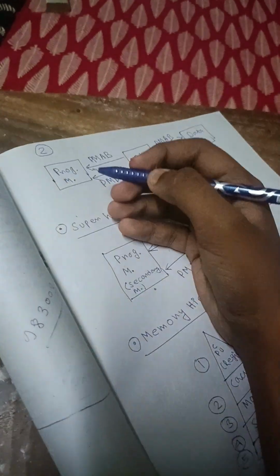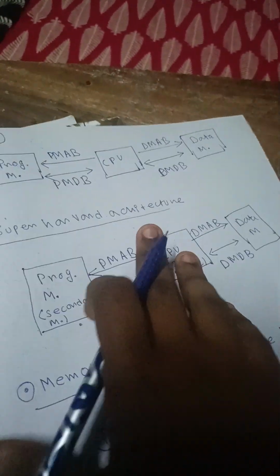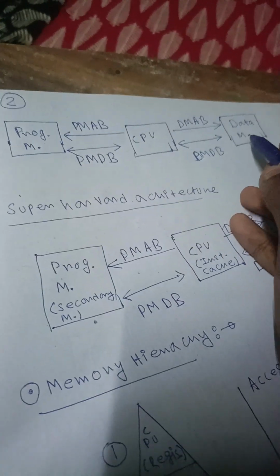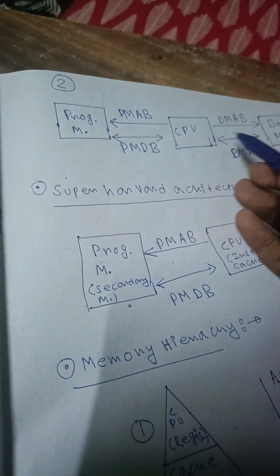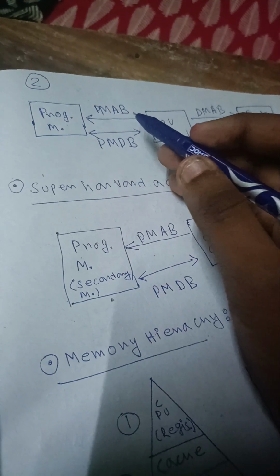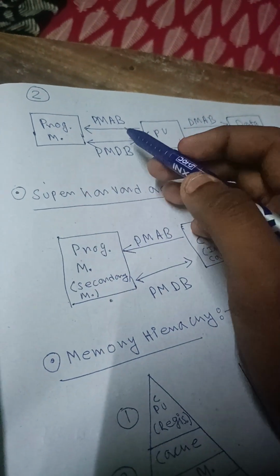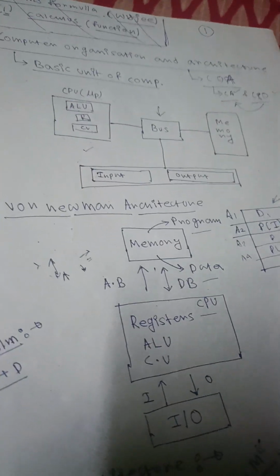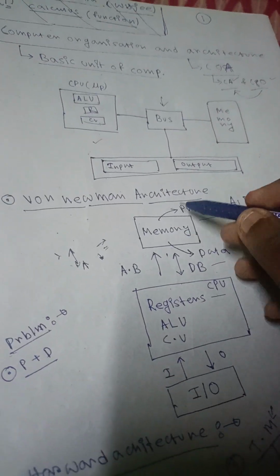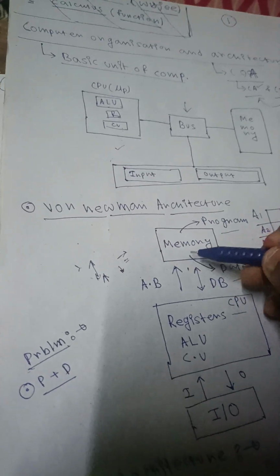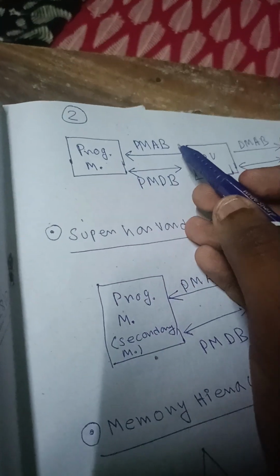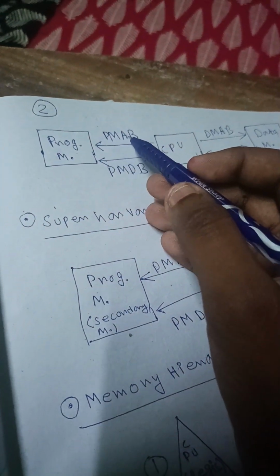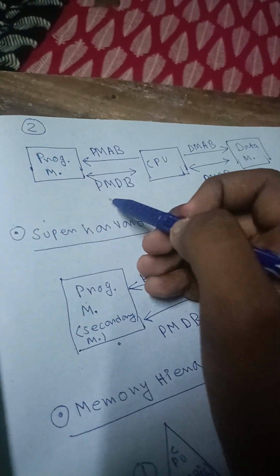So, what does Harvard architecture do? It separates out from the CPU two memories, that is data memory and program memory. As we know, the address bus is unidirectional, so it goes to memory only. As we have seen in von Neumann architecture, from CPU to memory, the one directional AB bus, that is address bus, goes.